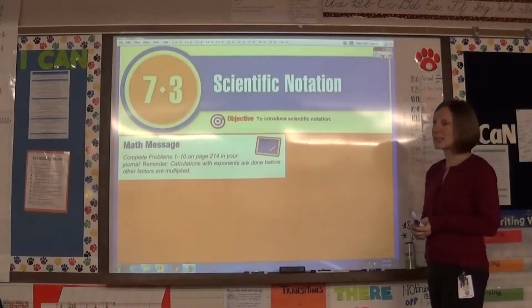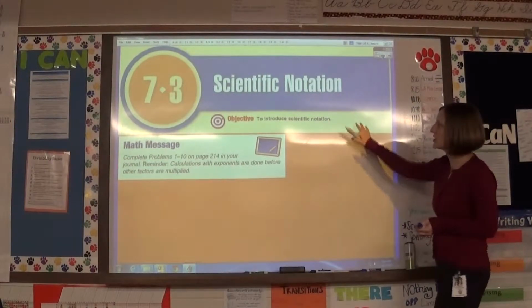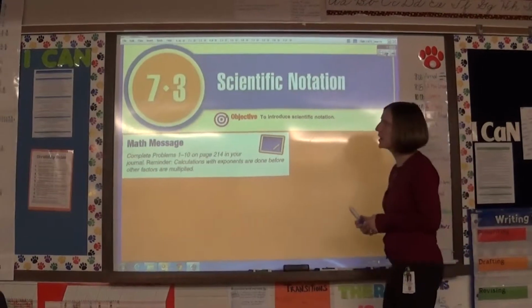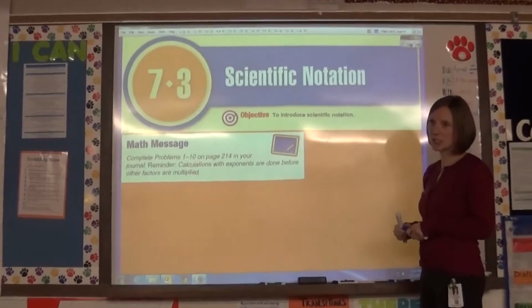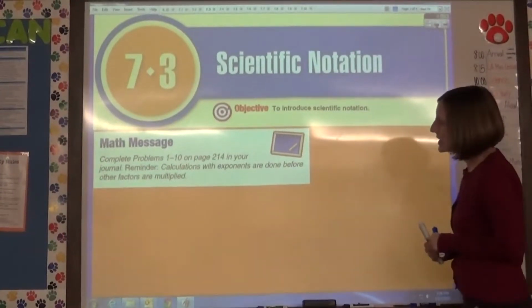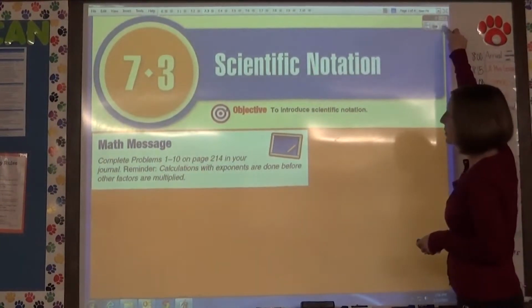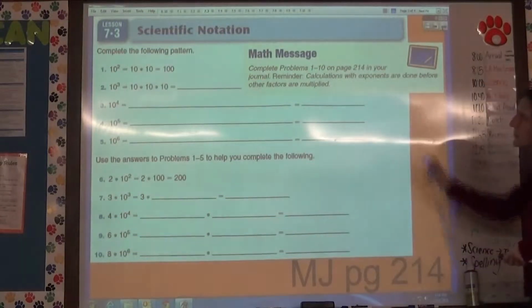Lesson 7.3 is scientific notation. The objective is to introduce scientific notation. We'll also review some of the other notations that we worked on, standard notation and number word notation. So we're going to start by taking a look at page 214 in your math journal.